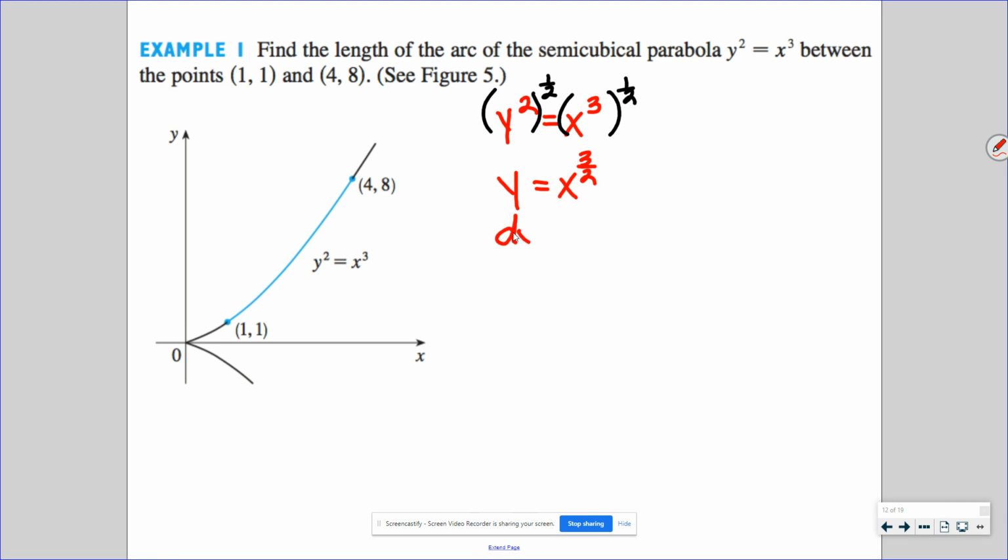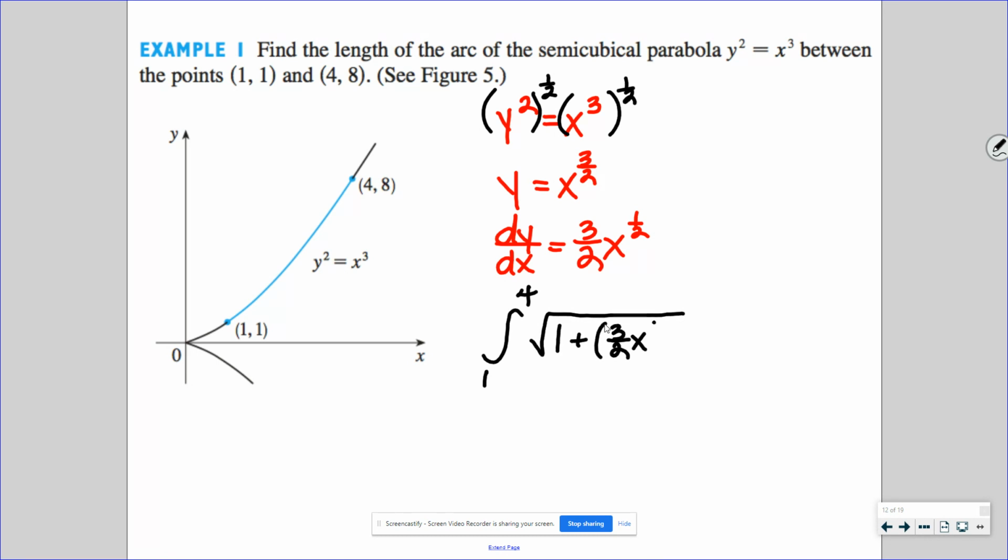So then from there, I'm going to take the derivative. The derivative of this is going to be 3/2 x to the 1/2 power. Okay, so now I can go forward with setting up my integral, and my integral is going to go from 1 on the x-axis to 4 on the x-axis. And my arc length formula is the square root of 1 plus the derivative squared, and then dx on the outside.